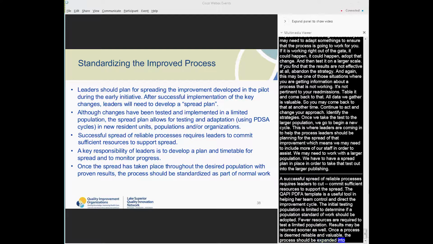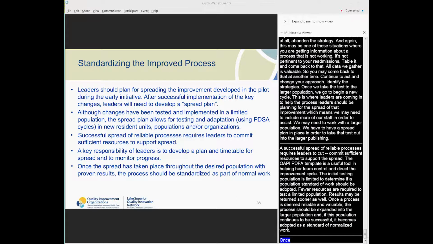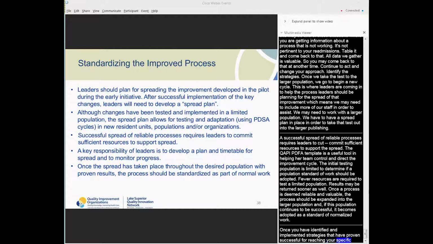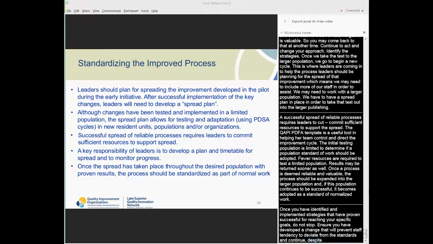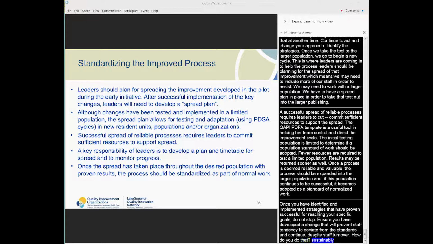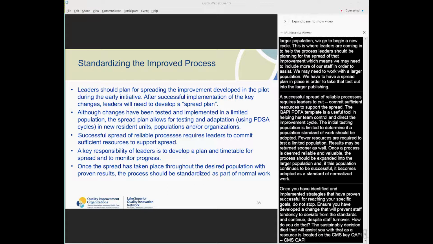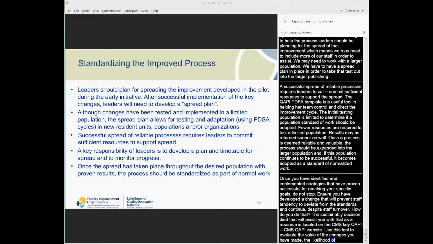Once you've identified and implemented strategies that have proven successful for reaching your specific goals, don't stop. Ensure you've developed a change that will prevent staff tendency to deviate from the standards and continue despite staff turnover. How do you do that? The Sustainability Decision Guide that will assist you as a resource is located on the CMS QAPI website. Use this resource tool to evaluate the value of the changes you've made, the likelihood of sustainability, and confidence for the process adoption. These tips are included to help maintain an improved quality process.